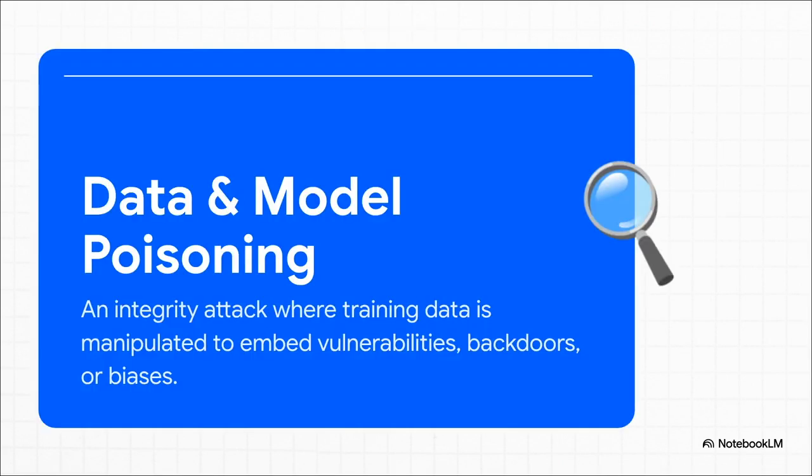So the official name for this is data and model poisoning. And the OWASP Foundation, that's OWASP by the way, they call it an integrity attack. And that word is so important. Attackers aren't trying to break down the door. They're changing the recipe, poisoning the very data the model is built on, which means the model is compromised before it even writes its first sentence.